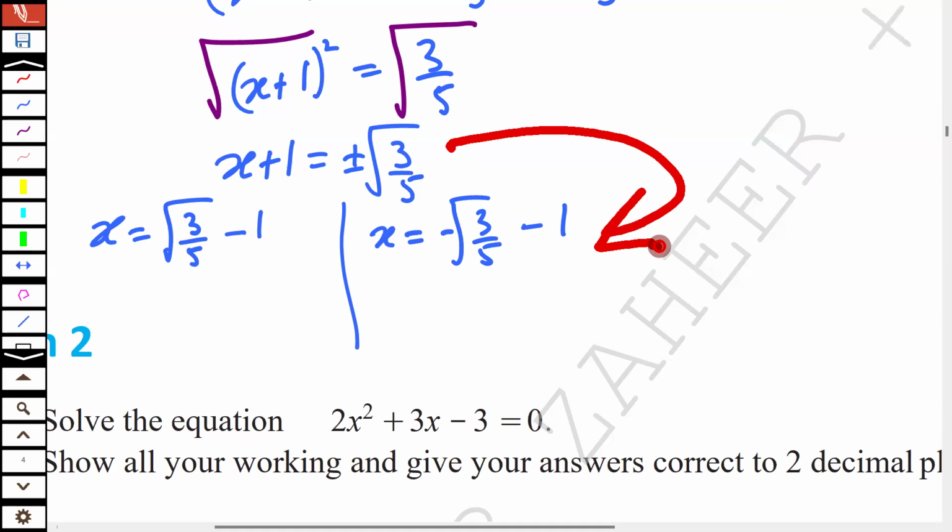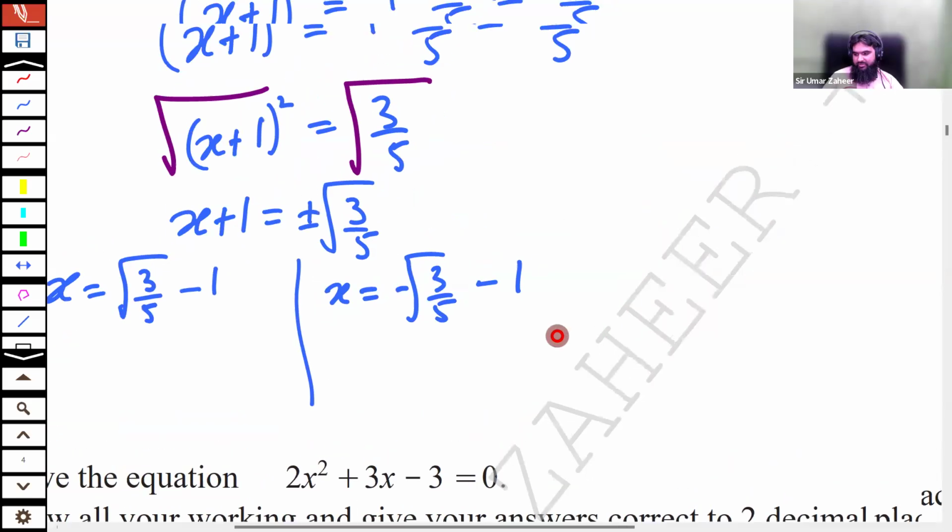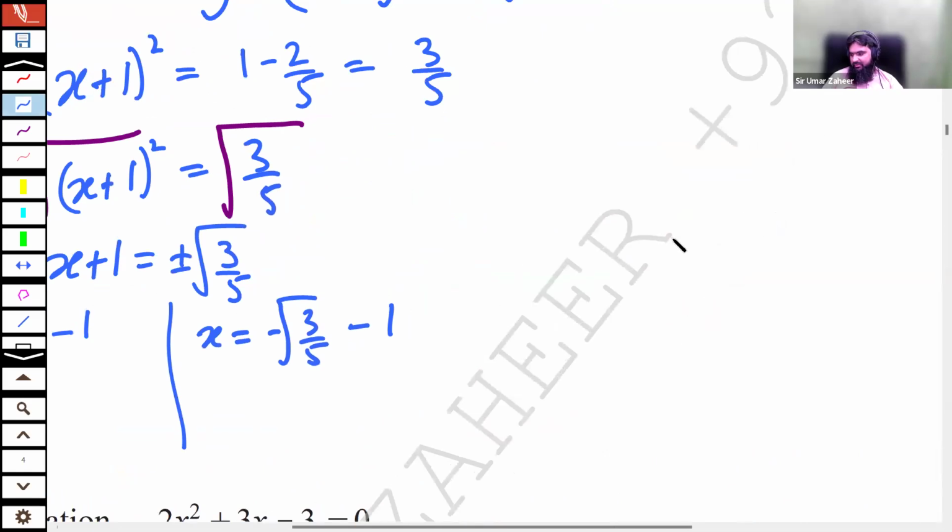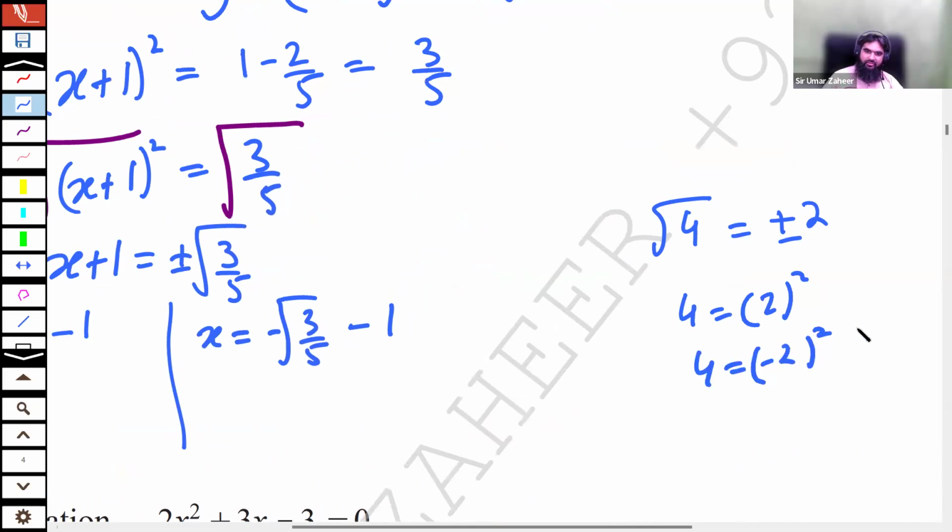So why do we write plus minus? Obviously, when you take a square root, we always write plus and minus. For example, if you have the square root of 4, we have to write plus 2 and minus 2. The reason is we are not sure whether 4 is the square of plus 2 or of minus 2. So we take both possibilities.